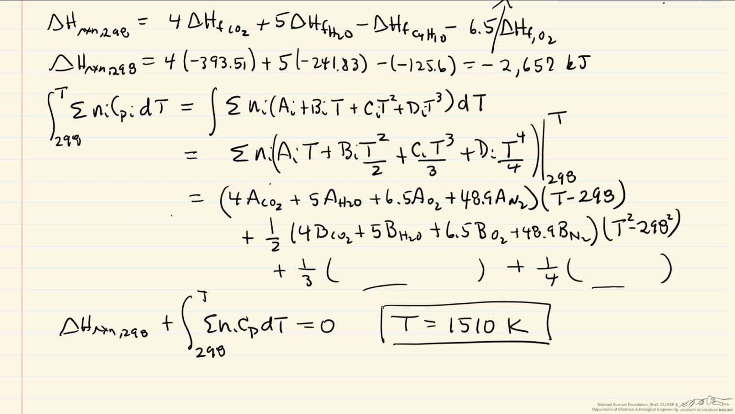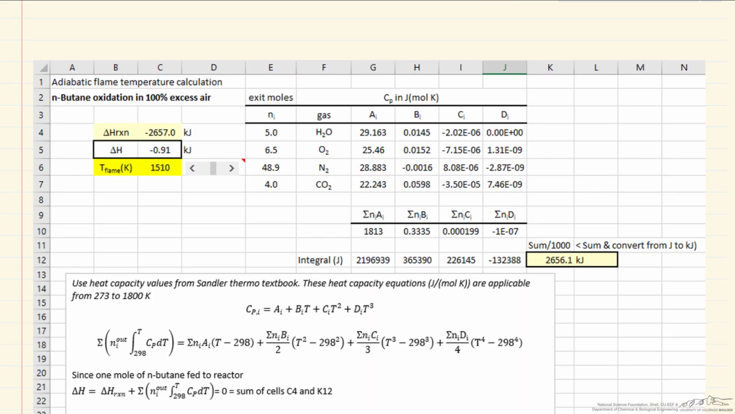Let me just show you the spreadsheet. So here we see I put in the heat capacity constants, the sum of the Ni Ai terms, then the integral terms. Notice that the heat capacities are in joules per mole per Kelvin, the heat of reaction in kilojoules, so this sum I divided by 1,000 to put in the correct units.